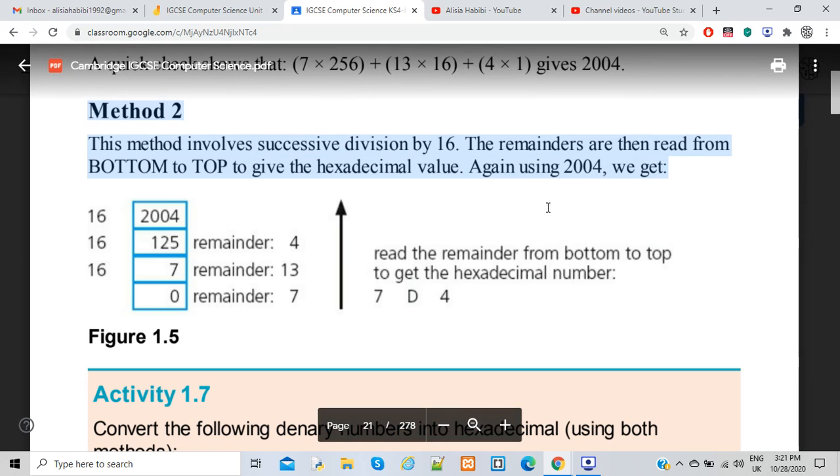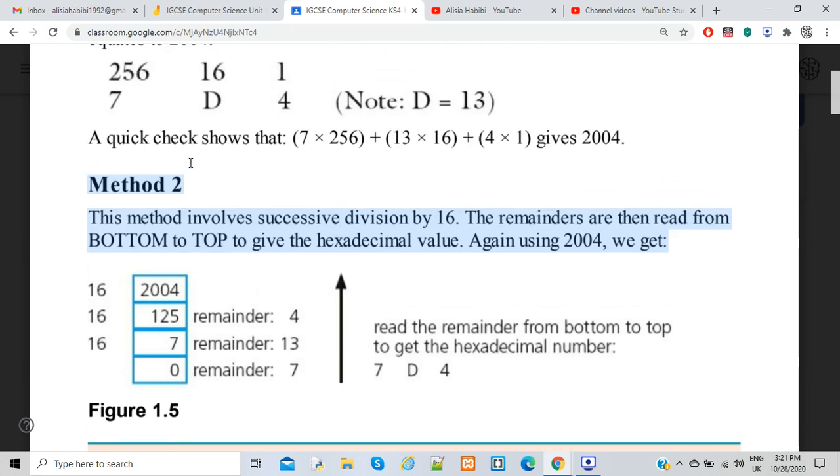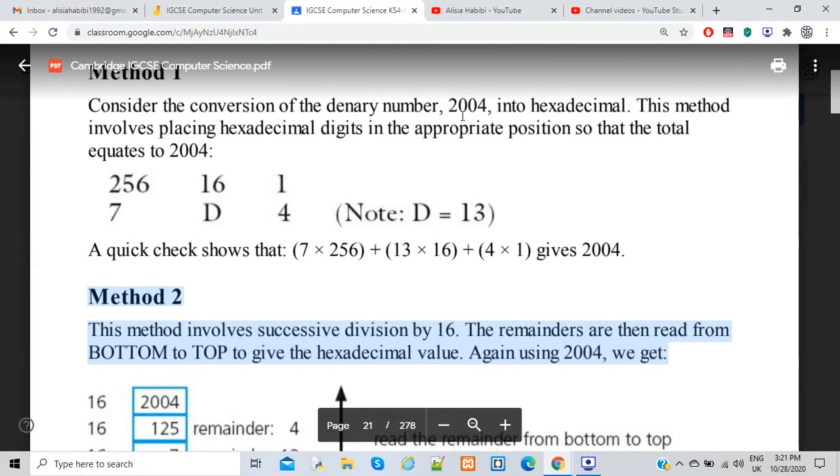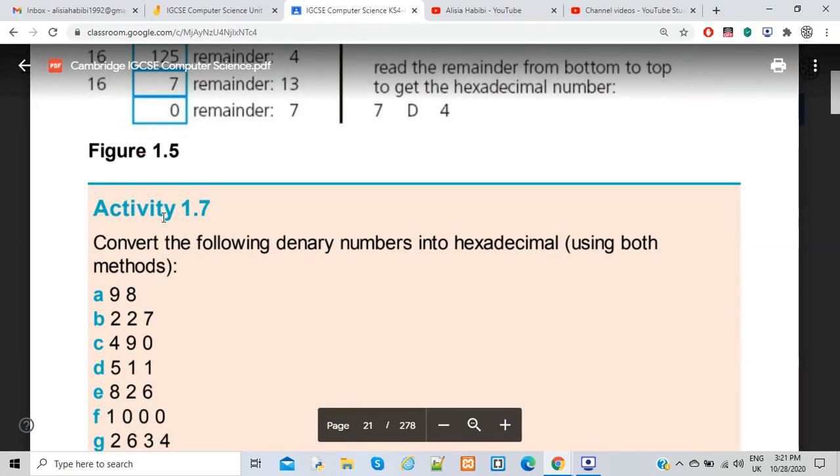It uses long division to get the final answer, and this is the one that I prefer most likely to use, because then you don't have to waste time thinking about what number you can multiply with this power of 16 to give you the denary number. So we're going to use this method to solve activity 1.7.